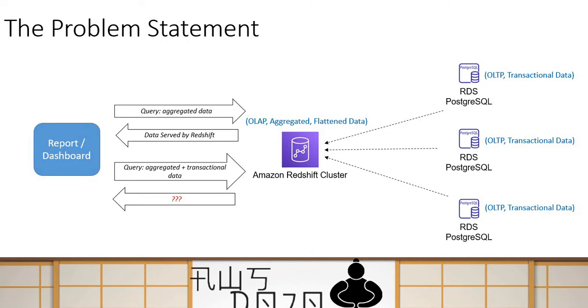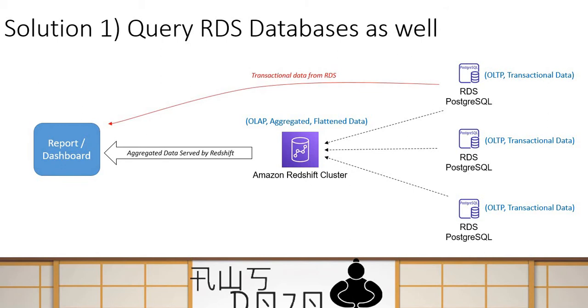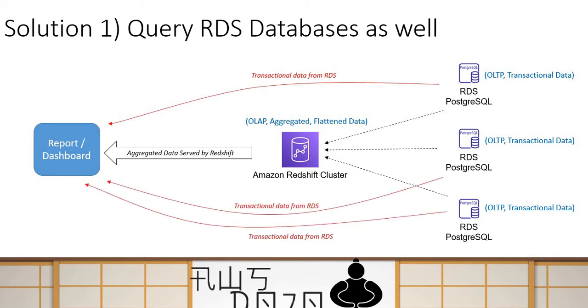There are certain ways you can solve this problem, and federated query also solves this problem, but let's talk about certain patterns. Pattern one could be that you query your RDS databases as well. When your report says, I want aggregated data, you can get this from your Redshift, but if you want transactional data, you make a connection to the transactional databases and fetch transactional data from there. So you see the reporting tool here is not fetching everything from the Redshift. It's getting only the aggregated data from the Redshift, but for transactional data, it's going to the actual source system, the RDS systems, to get the data.